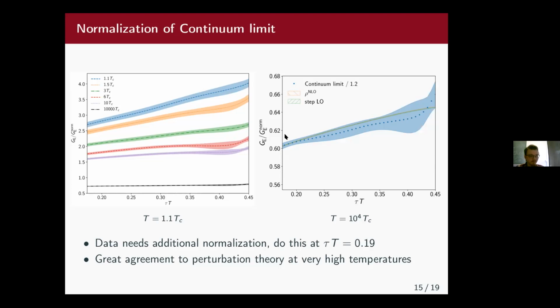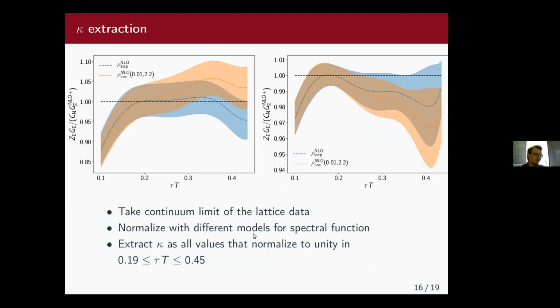And when it's done, we can see that at the highest temperature, 10,000 Tc, the data, the next to leading order spectral function, and one of our models, the step model at leading order, all match perfectly with the data as long as it's normalized to 1 at 0.19. Or in this case, we normalize everything else to 0.6, but that's curious.